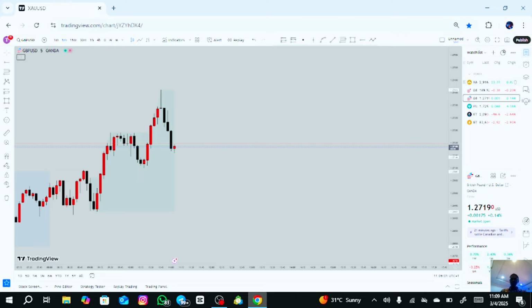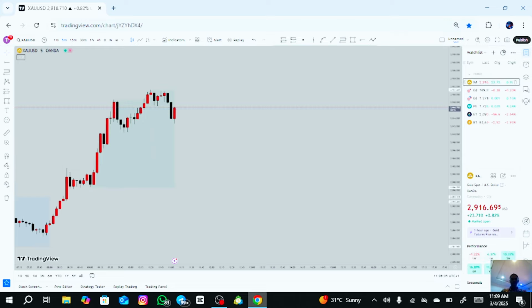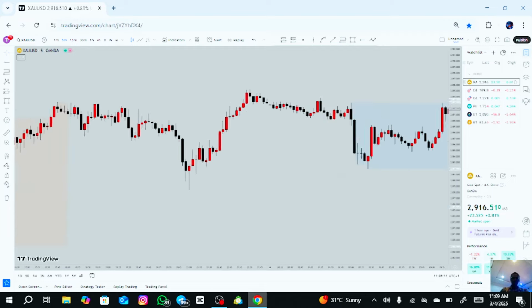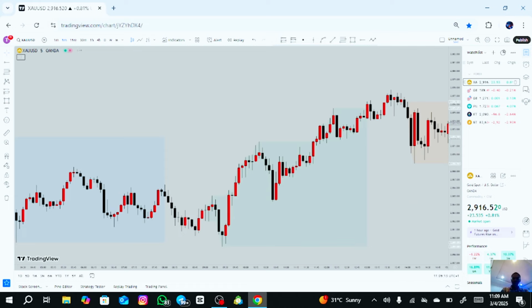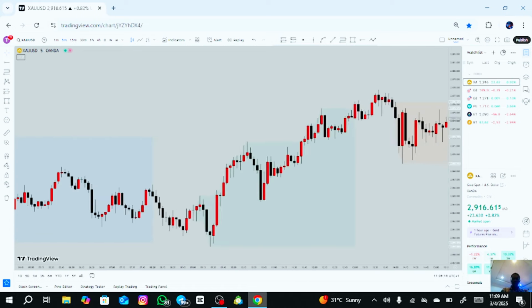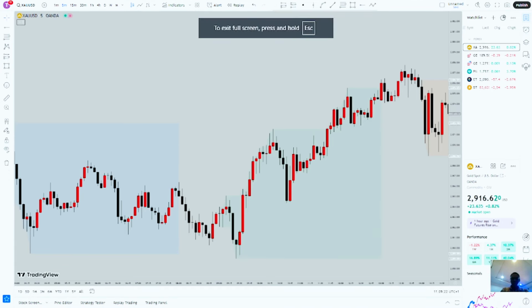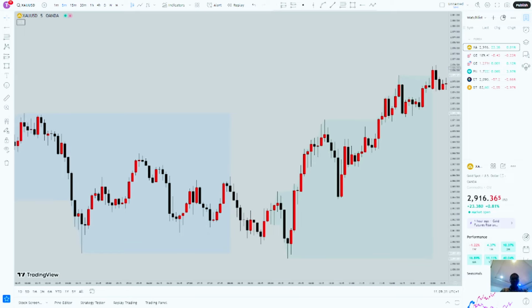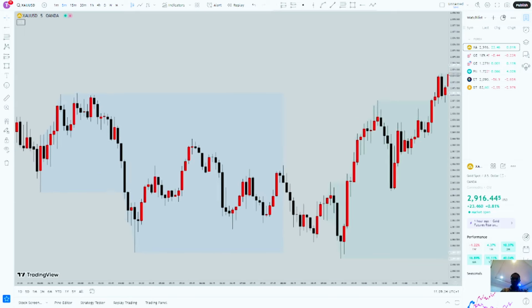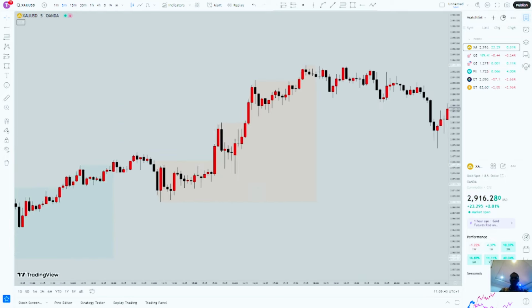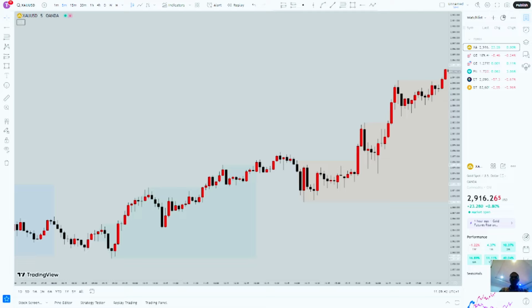So right here, this is my chart. This is the gold chart on the 5 minute time frame. I'm just going to go back to yesterday's trade and quickly show you the trade I spotted yesterday. It was very fast. As you can see, here is yesterday. This blue shade right here is the Asian session, the green is the London session, and the yellow is the New York session.